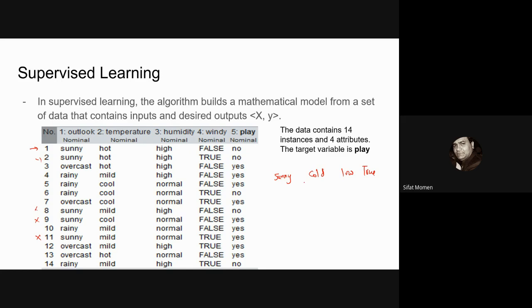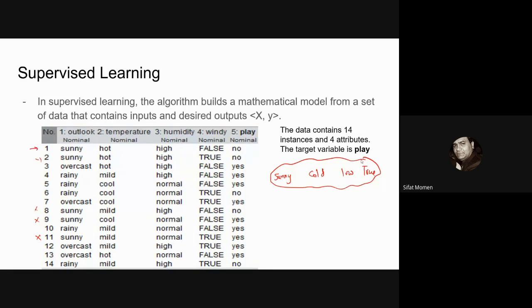But once you have created a model, and you give it a new situation like this, it will be able to predict whether under this situation John is likely to play or unlikely to play. Am I clear?